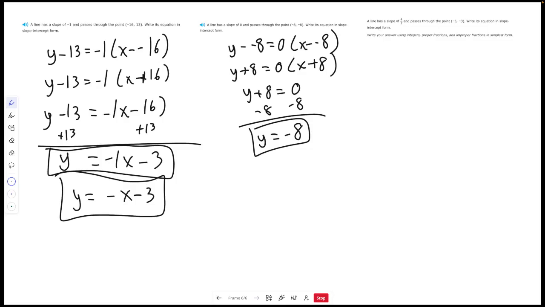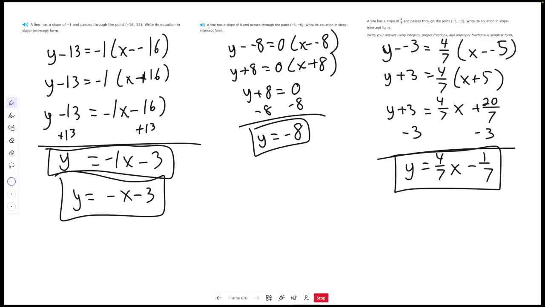For the second problem, here is the work. You should have ended up with y equals -8. And for the last problem, here is the work. You should have ended up with y equals 4/7x minus 1/7.